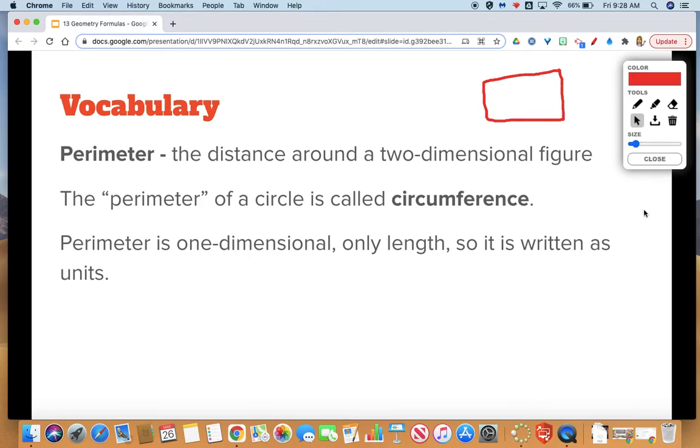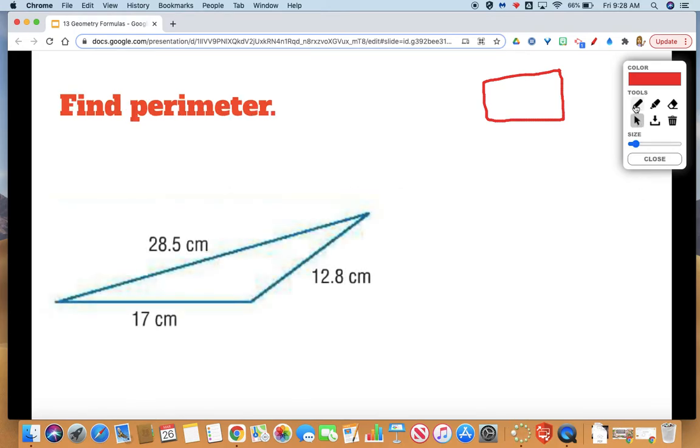Let's continue on. Let's practice finding perimeter. To find perimeter of a triangle, we're going to add up all three sides. So on your calculator, we're going to add 12 and a half plus 12.8. Did I say 12 and a half? I meant 28 and a half if I said 12 and a half earlier. And 17. Let's go ahead and add those on our calculators. I'm getting 58.3 centimeters for that perimeter.